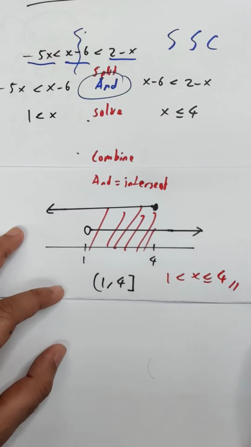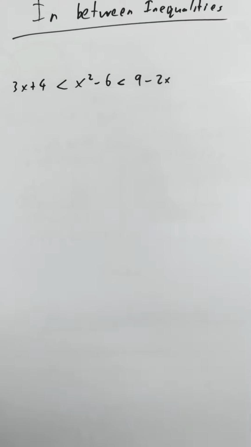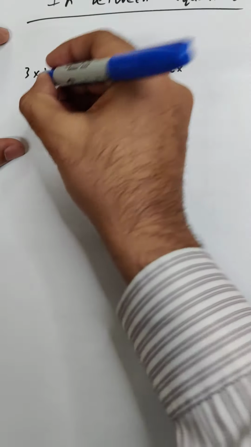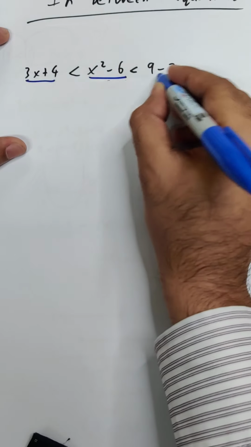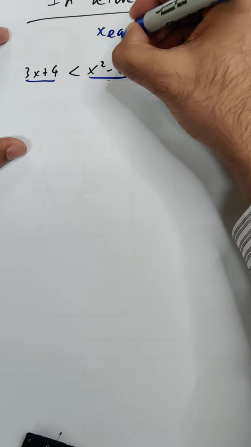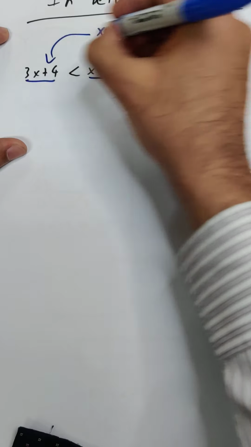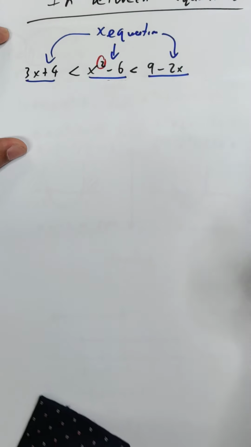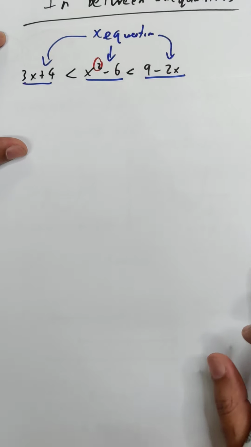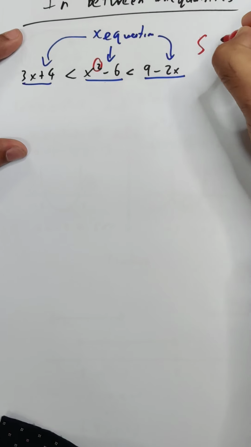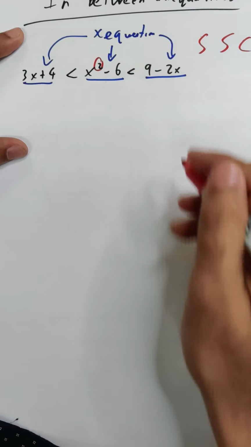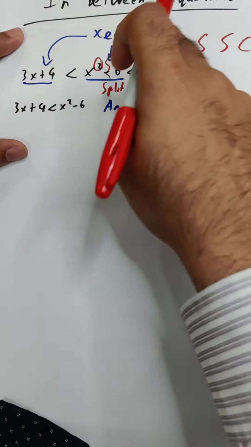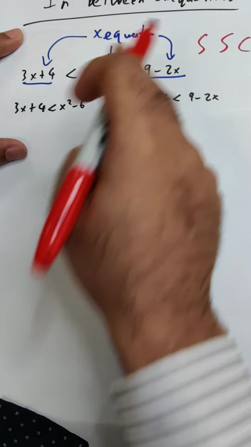Moving on to our next example. For this example, similar to last time, there's an x equation over here, over there, and over there as well, for all three of them. But for this case, there's a little bit of difference. There's an x squared over here, which makes things into a quadratic. But do not worry, we're still going to solve it the same way by using the SSC method: split, solve, combine. The first thing you do, as we did last time, is split it up in this way. Remember, for in-between, it's always and, not or, because the equations are connected.